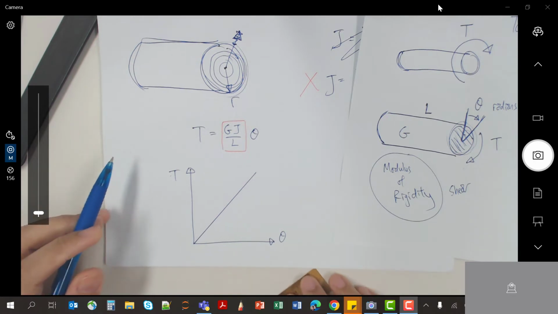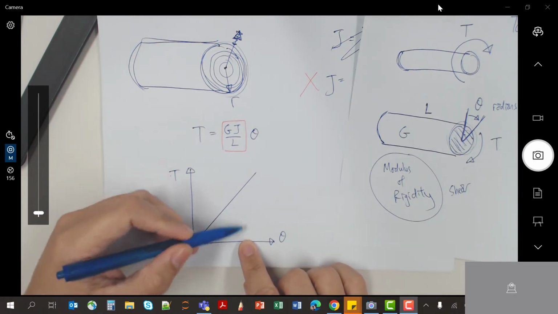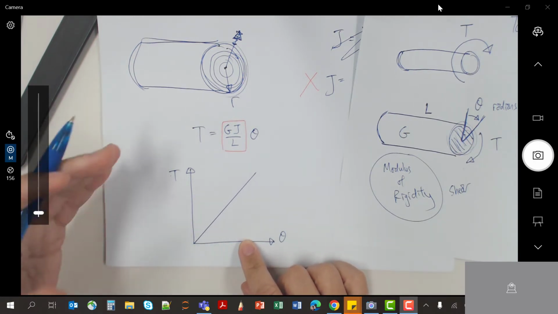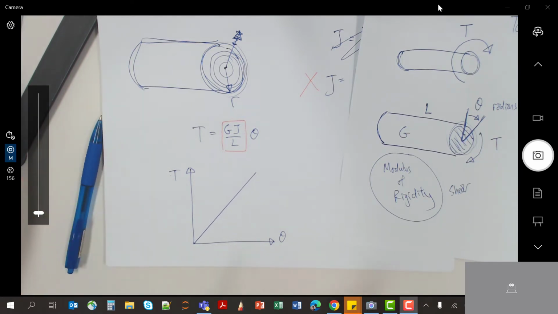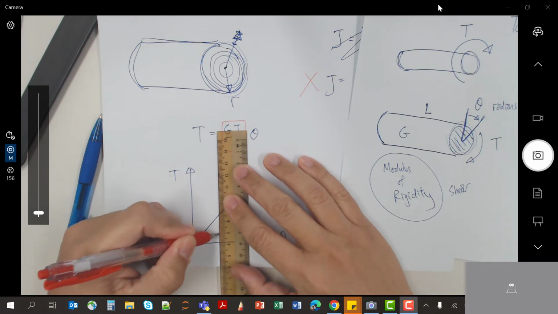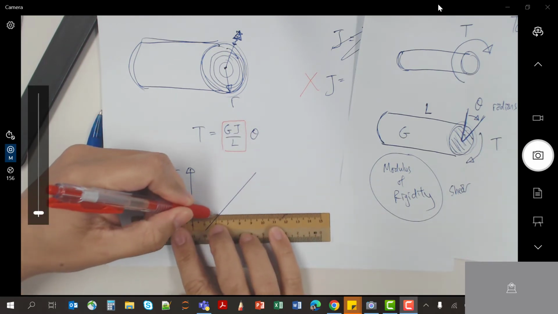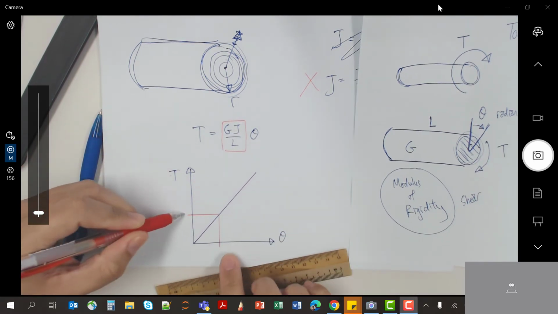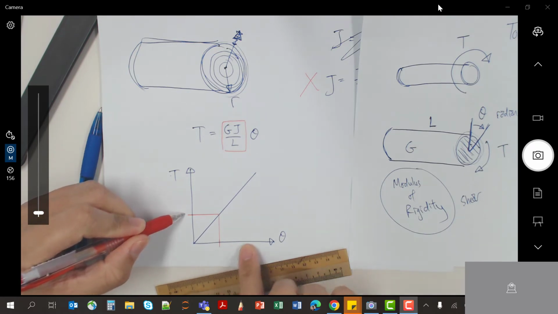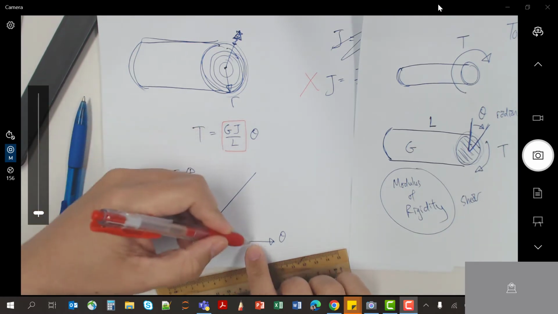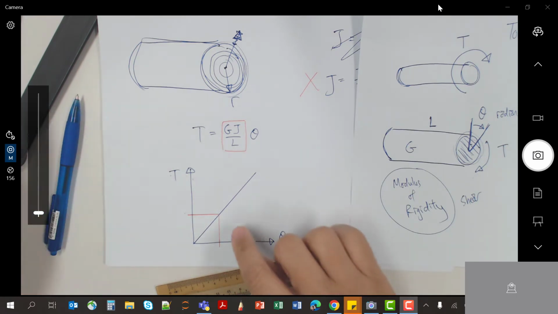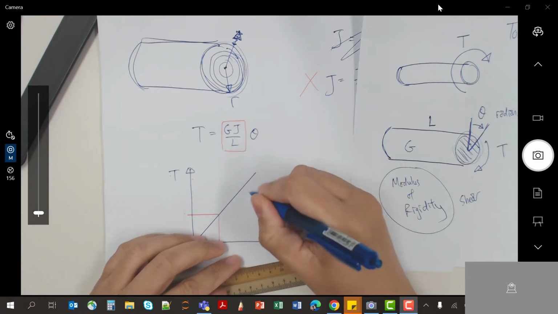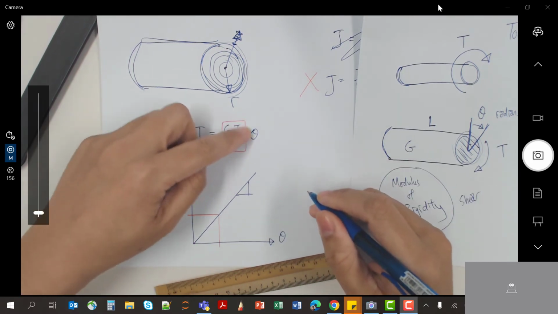This means that the more angle of twist you want, the more torque you need to produce. For a certain angle, you are going to need this much torque. The higher your angle, the higher your torque required. And this gradient is actually GJ over L.